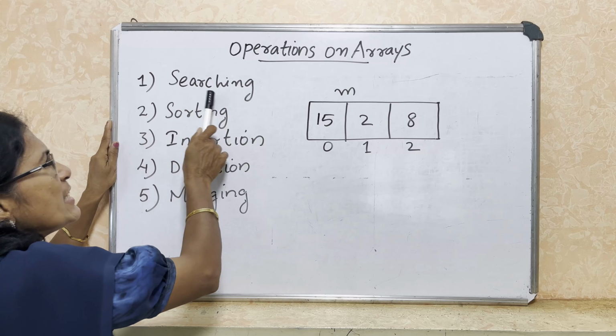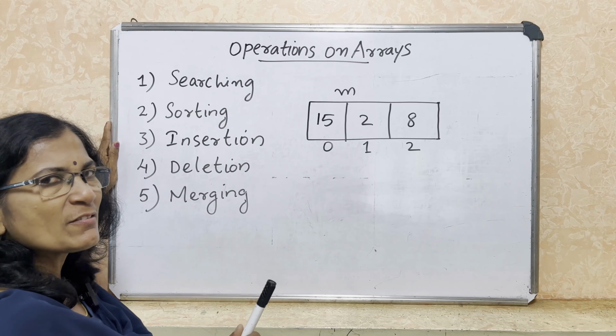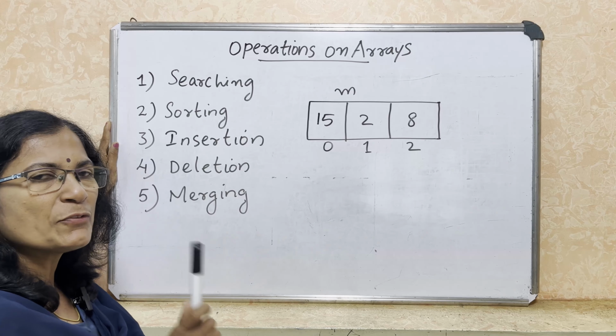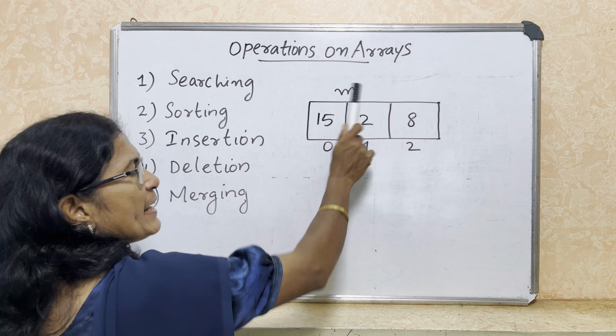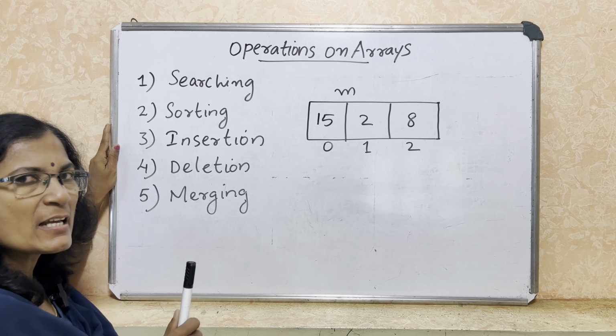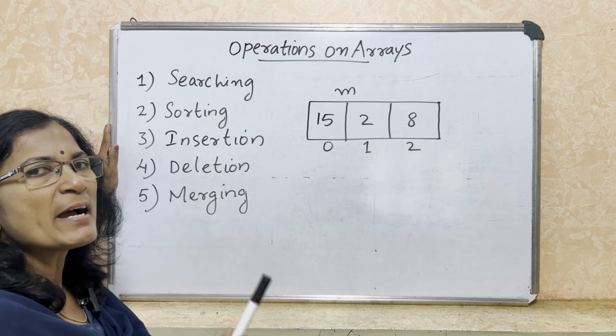You can carry out all these basic operations on this particular array. The first one is searching. Through searching operation, you can look for a particular value, whether the value is present in the array or not. Suppose you want to look for the value 20 in the array M, you can use different searching techniques of Java. There are two different searching techniques in Java, linear search and binary search.